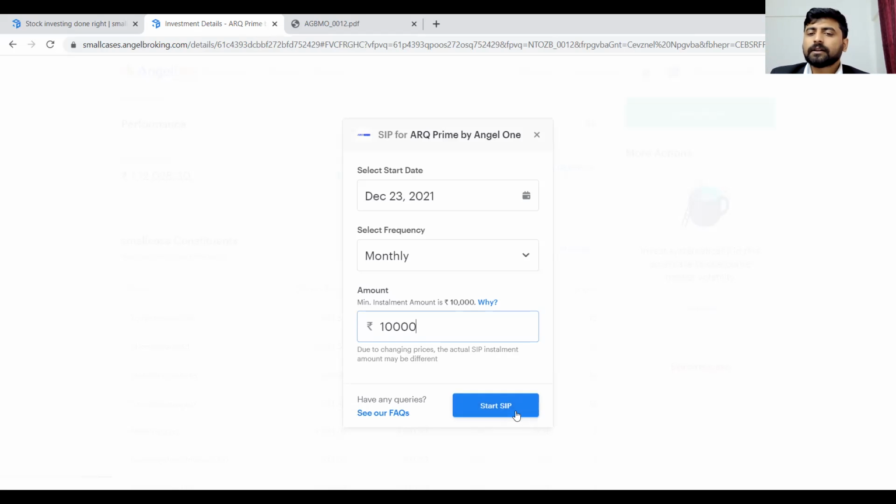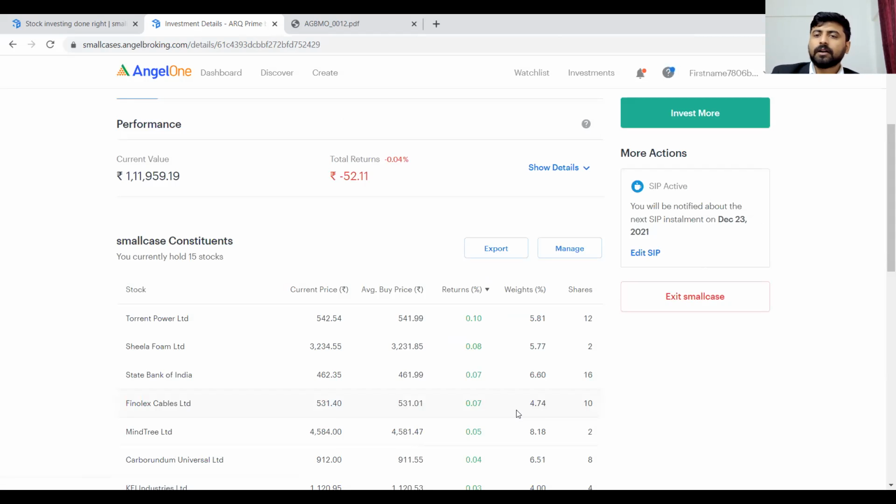If you wish to do that, just click on Start SIP and click on Continue. And now your SIP has been activated, which means that you will start whenever your SIP is due. You will get a notification stating that the SIP is due. All you have to do is click that and then make the SIP. Once you do that, you will consistently be investing in this particular smallcase.